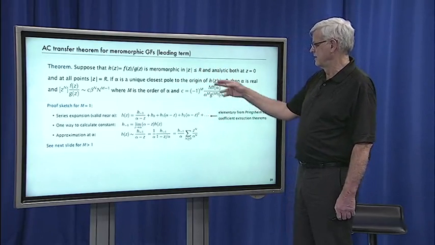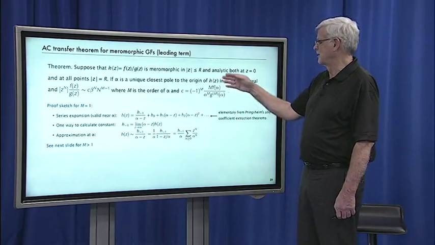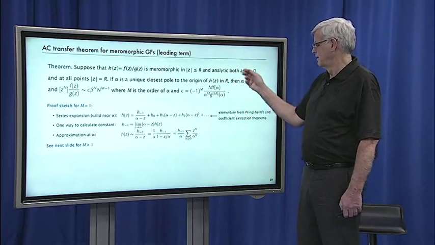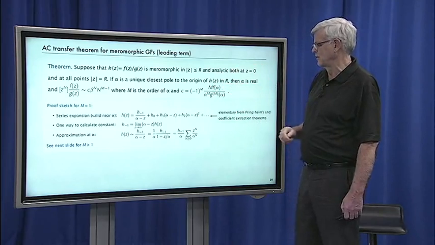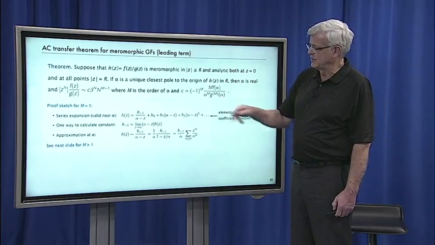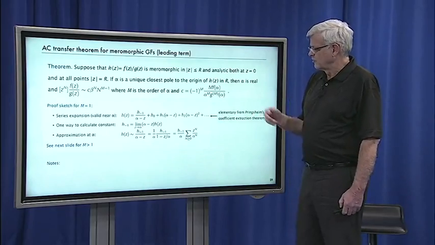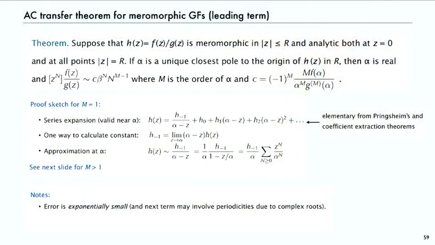And then the constant is, well, in this case, m equals 1. So it's minus 1 times f of alpha over, well, we'll look at this proof of exactly where this constant comes from in a minute. That's all going to be done on the next slide. So just a couple of notes about this. I'll complete this proof on the next slide.